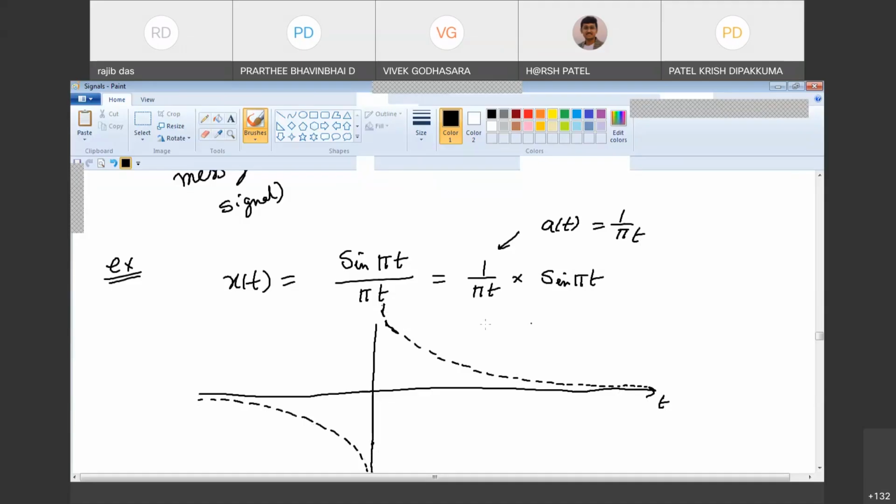Am I correct? This is your 1 upon pi t. Again, this is also the same thing, 1 upon pi t. This side is for positive t, this is for negative t. Okay, now this is a positive envelope. Now what is a negative envelope? It's a mirror image of this positive envelope. If it is the positive envelope, its corresponding mirror image should look like this.